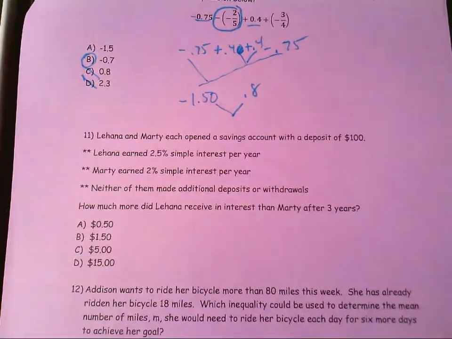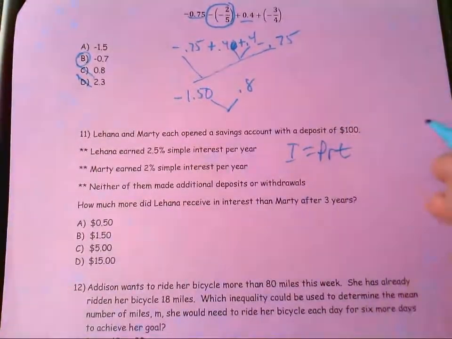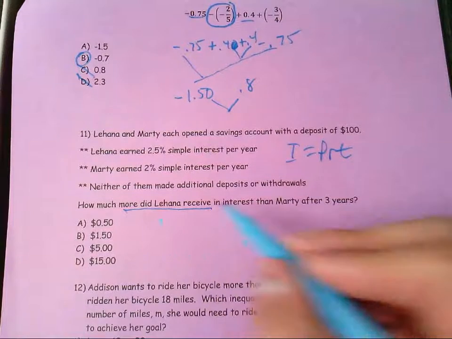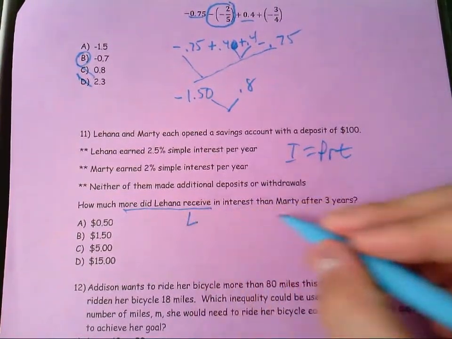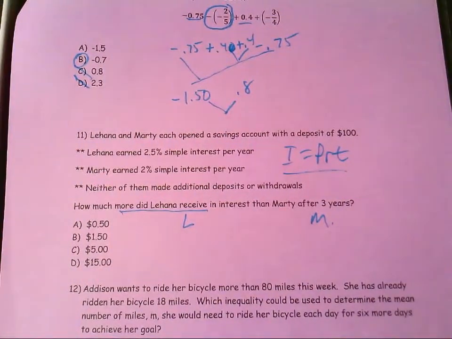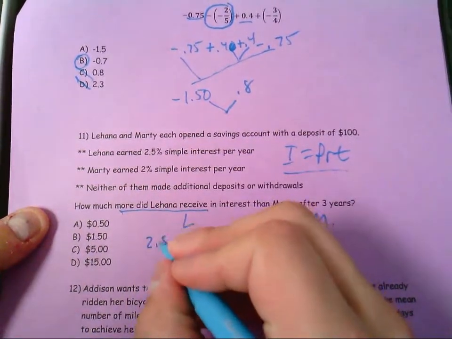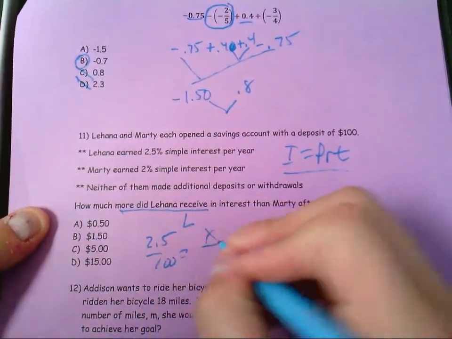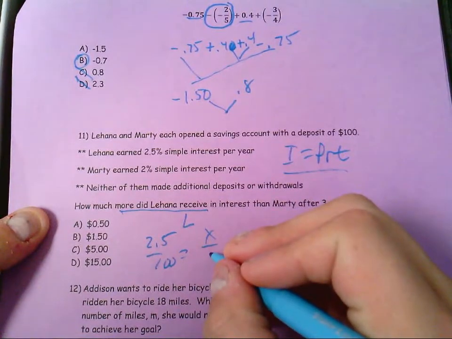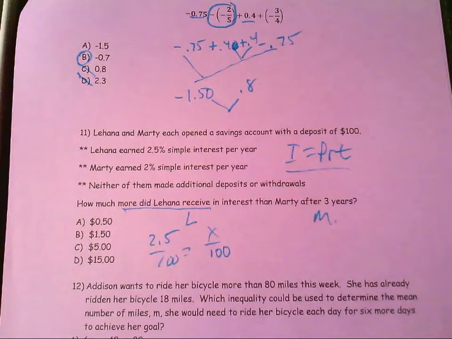All right, two more. Number 11, simple interest. There is the I equals PRT formula. How much more money? All right, so we got Leanna and you got Marty. Okay. Now here's the formula, and if you don't remember the formula, we don't need to panic. We can still do it. All right, so 2.5%. So I'm going to say 2.5 over 100 equals x over 100. Huh, that made that really easy.